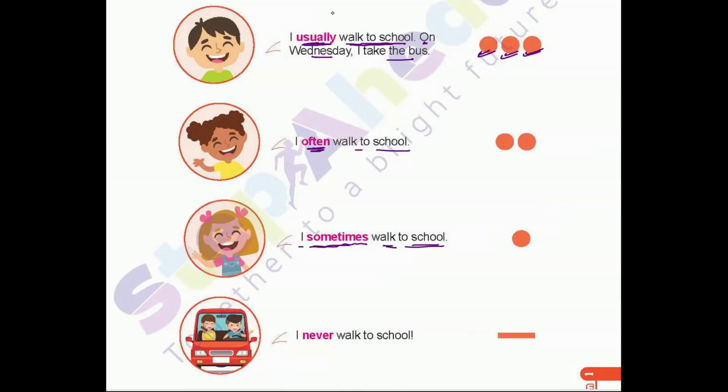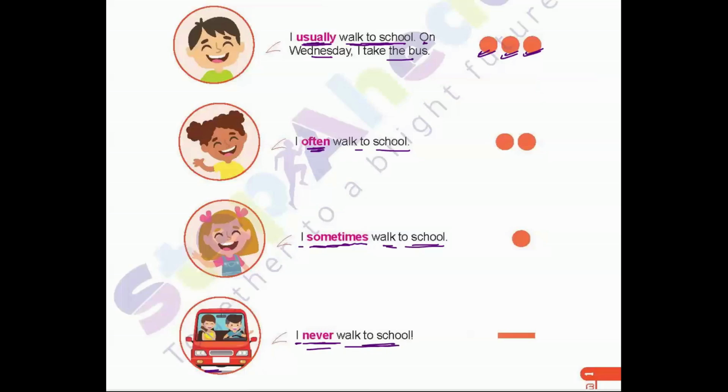Okay, another word, never, which means I don't do this action at any time. I never do that. So an example here, I never walk to school, which means I'm going by car, like this picture. I'm going by bus, for example. I'm going by bicycle, for example, but never walk to school.